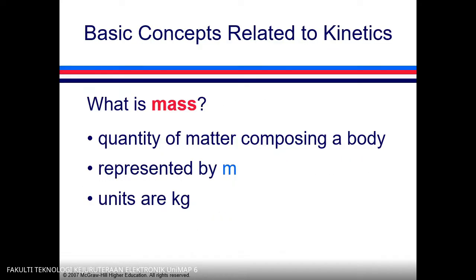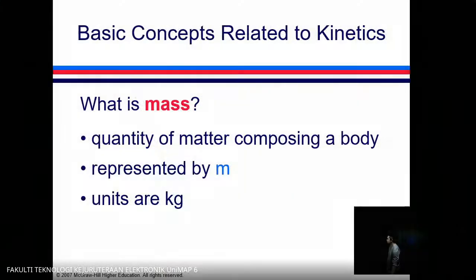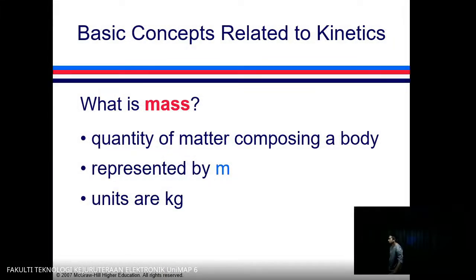What is mass? Mass is the quantity of matter composing a body. Mass is represented by M. So the symbol is M, and the unit is kg. Mass and weight are different things. Mass is in kg, weight is in Newton. So force is in Newton.